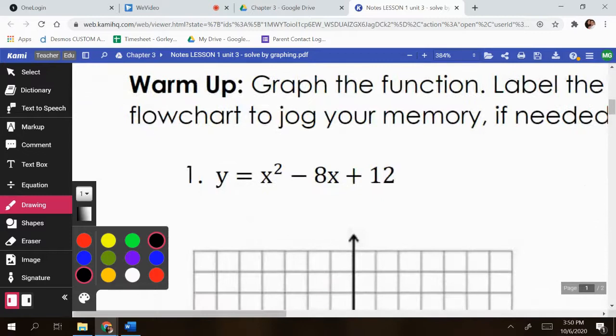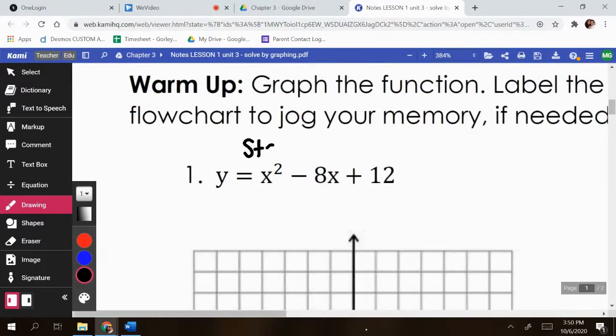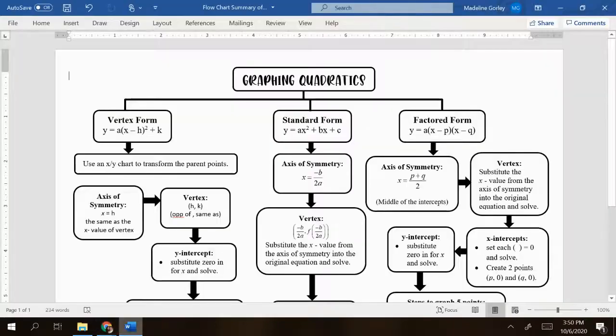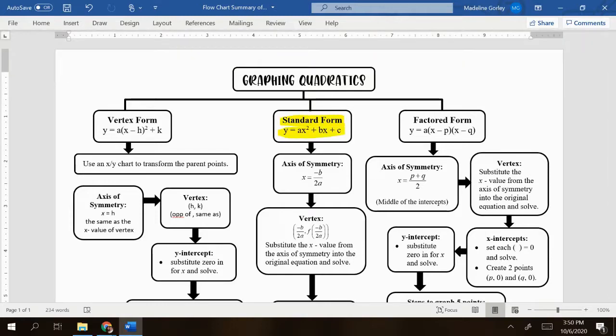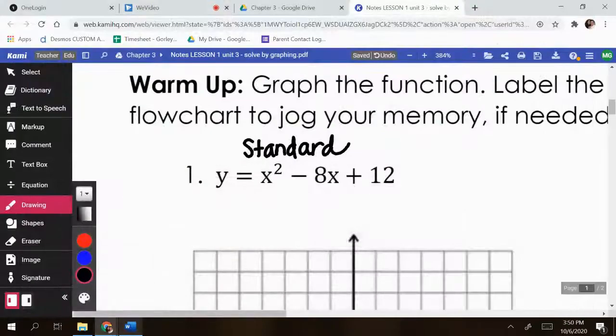So just looking at this first function here, this function is written in standard form. So if I go over here to the flowchart, I'm looking for where it says standard form, and I see standard form right here. So the first thing I want to do is find the axis of symmetry, which I use negative b over 2a to do. Okay, so let's find the axis of symmetry. We're going to use x equals negative b over 2a.